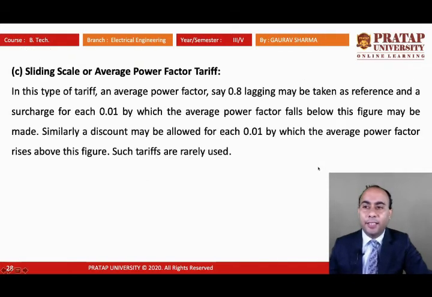In this sliding scale type of tariff, an average power factor, say 0.8 lagging, may be taken as a reference, and a surcharge for each 0.01 by which the average power factor falls below this figure may be made. Similarly, a discount may be allowed for each 0.01 by which the average power factor rises above this figure. Such tariffs are rarely used.